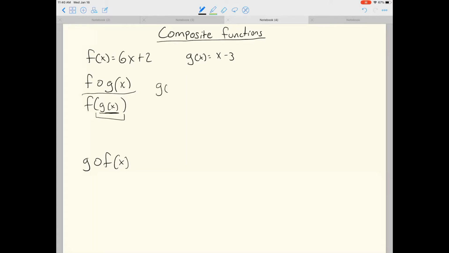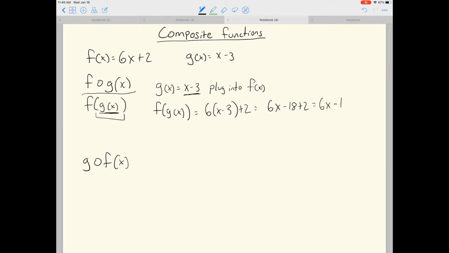So the g of x, which is given to us, is equal to x minus 3. So this value here, I'm going to plug into my f of x function. So the f of g of x is really equal to 6 times (x minus 3) plus 2. Now I'm going to distribute my 6 to the x minus 3. 6x minus 18 plus 2. And I'm going to combine my like terms. So 6x minus 16 is going to be the final answer.